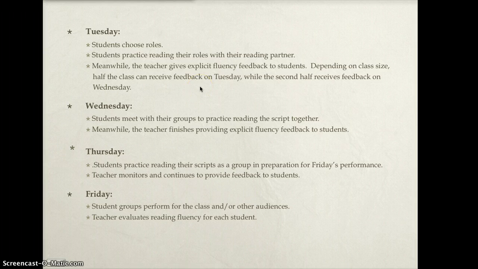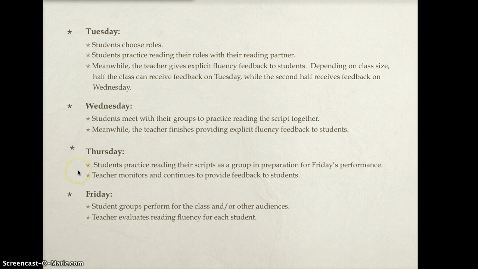So I teach a class usually between 28 and 35 students, so I know I could never get around to all of my students in a 20 to 30 minute practice session like that. So I wrote a little tip here that you might decide to have maybe half the class get their feedback on Tuesday and mark that down, and then meet with the second half on Wednesday, because we can see on Wednesday, again, they're going to be practicing their scripts, but the difference might be instead of just being with their one partner, they might get together with their whole group. And of course, then the teacher is again going around and giving explicit feedback to their students.